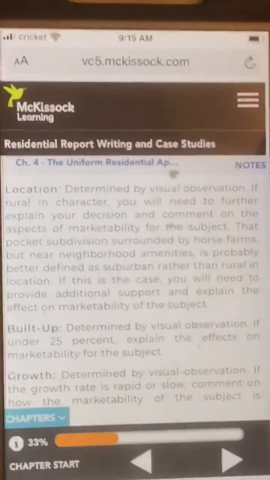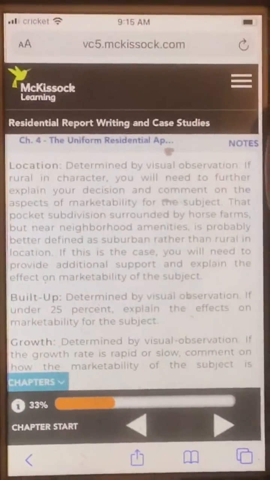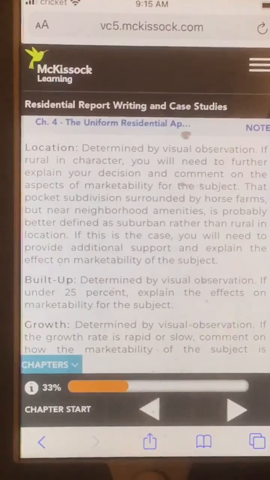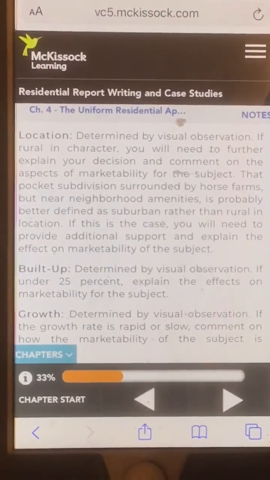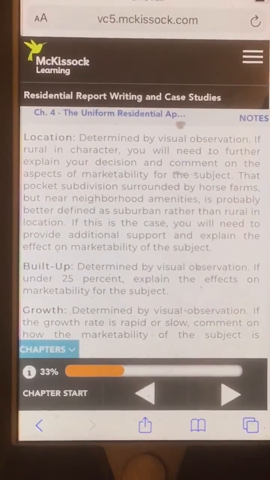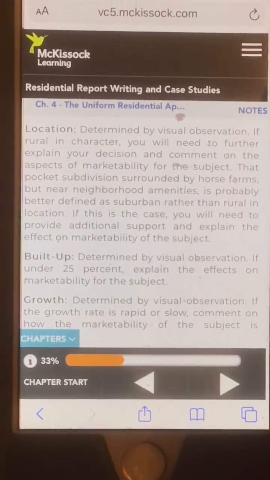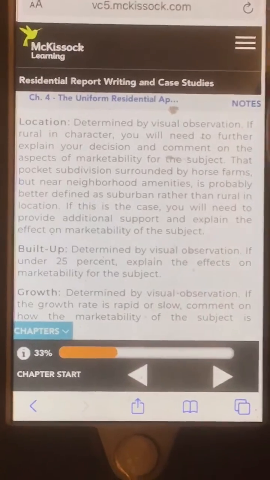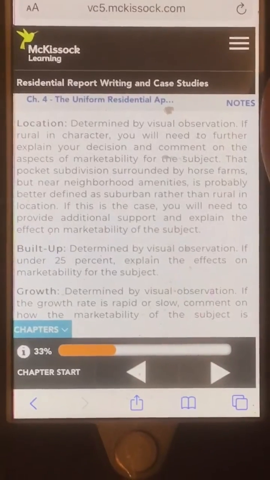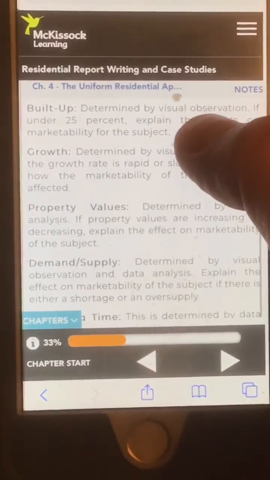Location, determined by visual observation. If rural in character, you will need to further explain your decision to comment on the aspects of marketability for the subject. That pocket subdivision surrounded by horse farms but near neighborhood amenities is probably better defined as suburban rather than rural in location. If this is the case, you will need to provide additional support and explain the effect on marketability of the subject.